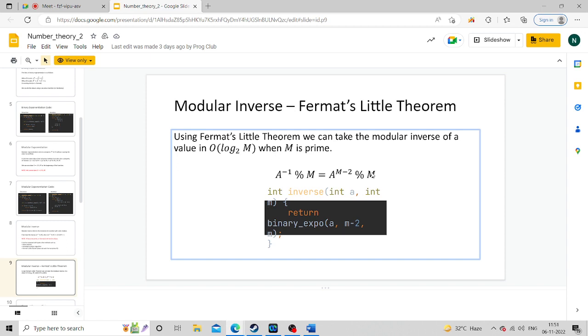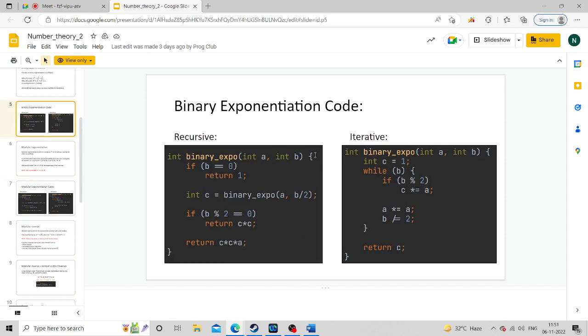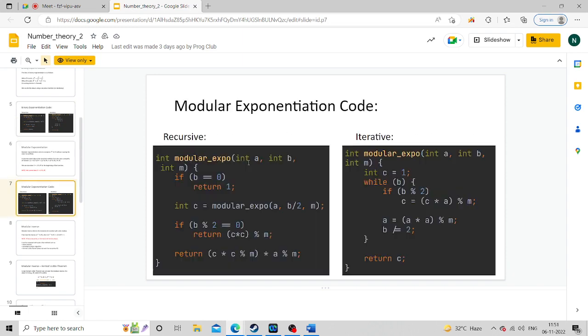In most of the questions in competitive programming, m would be something like 10 to the power 9 plus 7 or 10 to the power 9 minus 7 or something like that. That itself is a prime number, right? If you verify it, 10 to the power 9 plus 7 is a prime number, and then you might be asked to find an inverse, so you can easily do this, a to the power m minus 2 mod m, using binary exponentiation, which we studied just now. Using this, you put b equal to m minus 2, and whatever you get would be the modular inverse. Getting the point or not?